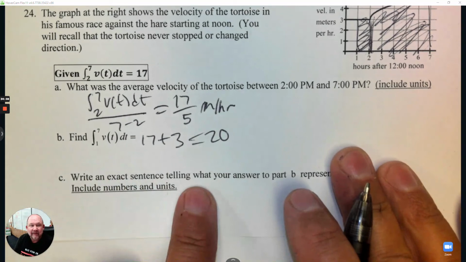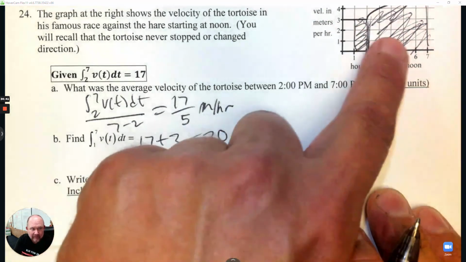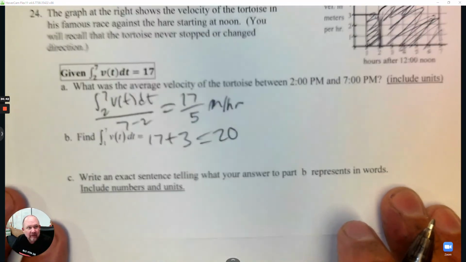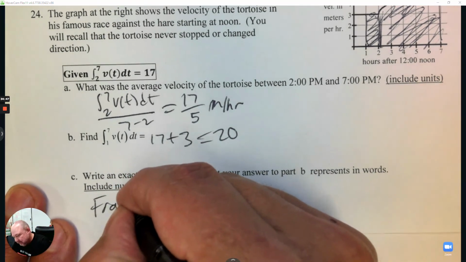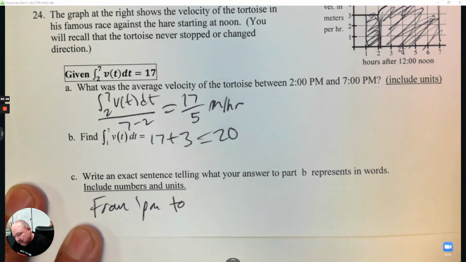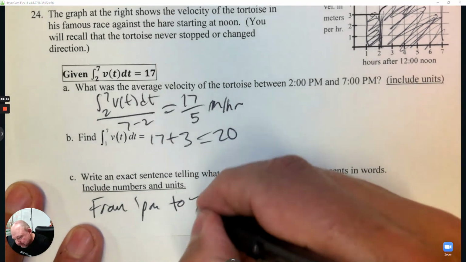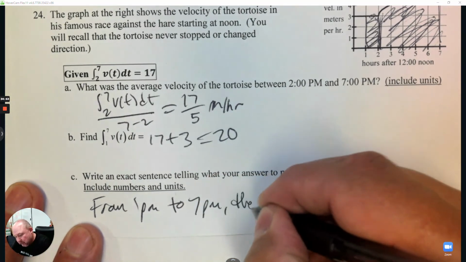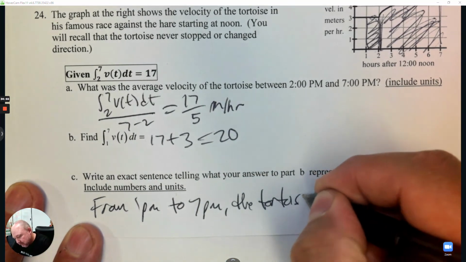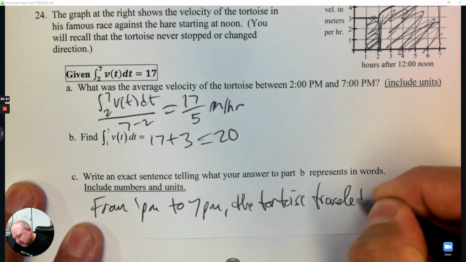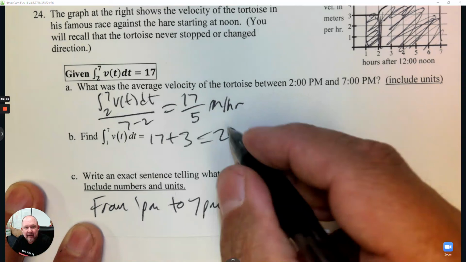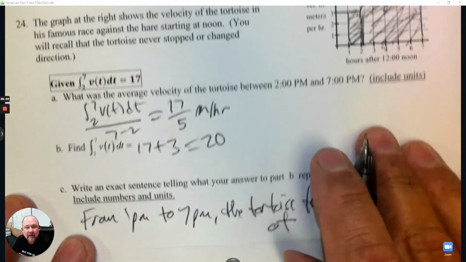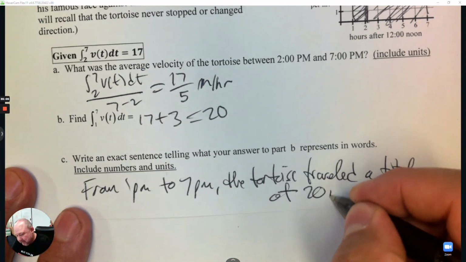And this is write an exact sentence telling you what that number means. So let's go from 1 to 7. So that is from 1 p.m. to 7 p.m. What happened? The tortoise traveled a total of how many meters? 20 meters.